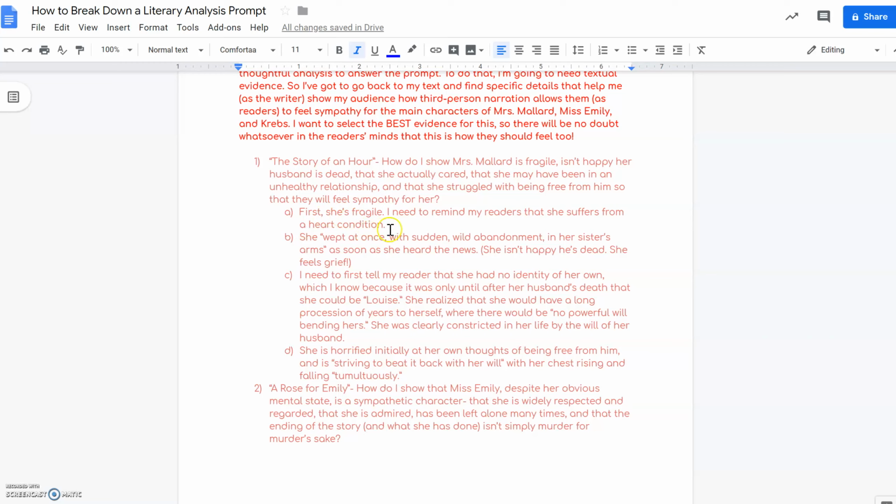Well, first, she's fragile. I need to remind my readers that she suffers from a heart condition. I know that she isn't happy that her husband is dead because she wept at once with sudden wild abandonment in her sister's arms as soon as she heard the news. She's not happy that he's dead. She's feeling the grief of it. That wasn't some waterworks that she was able to turn on at a drop of a hat. She feels the grief of that.